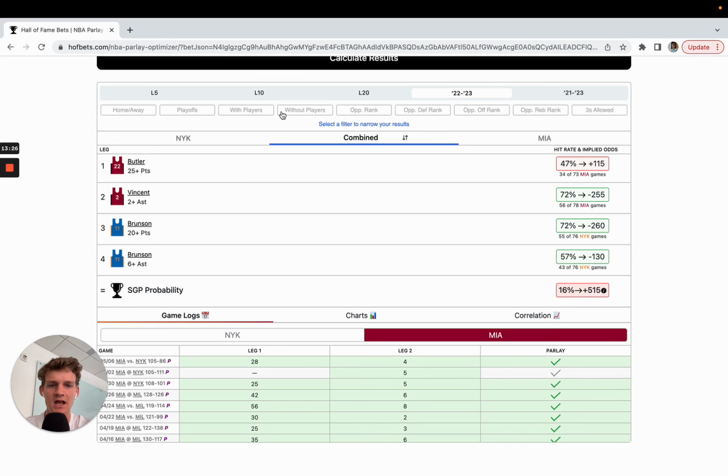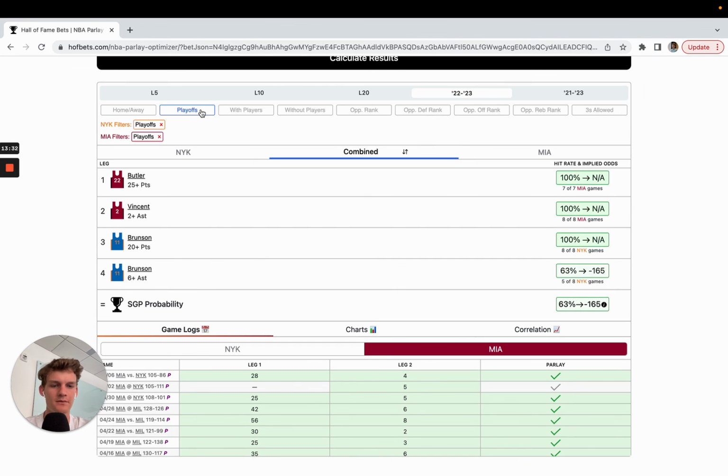parlay research. And the biggest thing that I want you to answer in the comment section below is, based on all these filters we've looked at, based off performances in the playoffs, head-to-head, with or without players, is this a parlay that you think has good value?